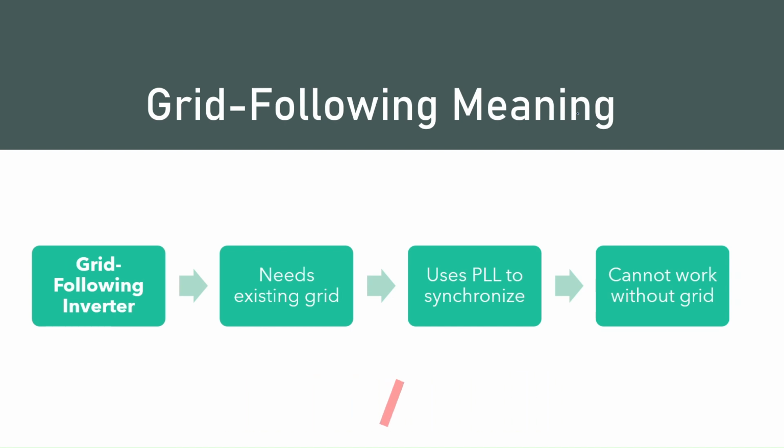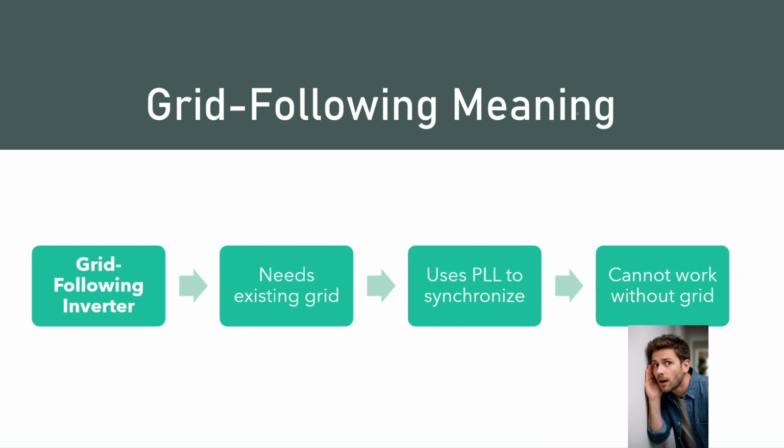And what does this PLL do? PLL is like the ear of the inverter. It listens to the grid, detects the frequency and phase, and then locks onto it. So, without the grid, PLL has nothing to track and inverter cannot operate. So, if the grid is not present, the grid following inverter cannot operate.